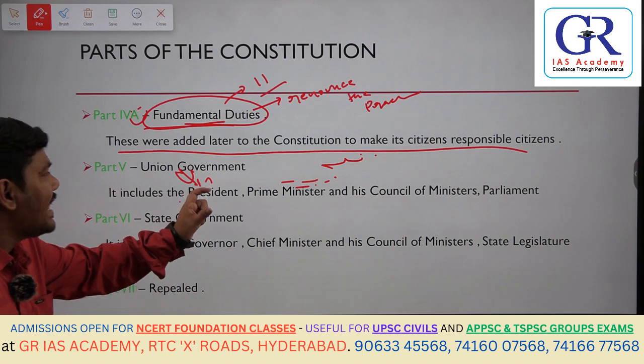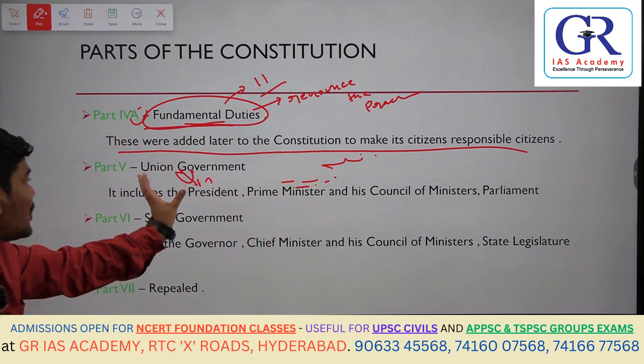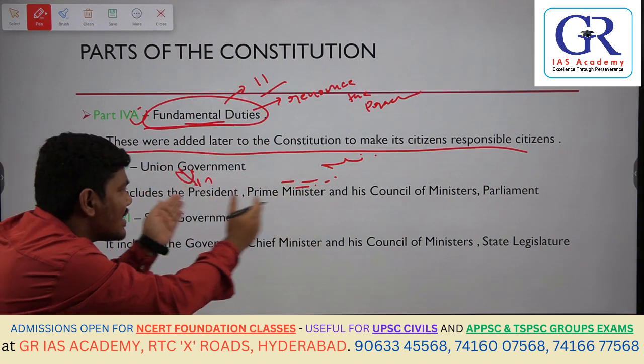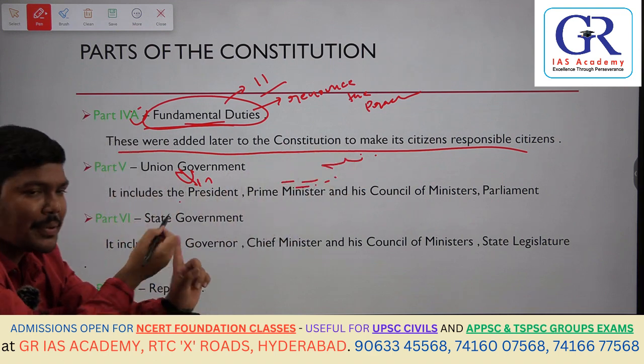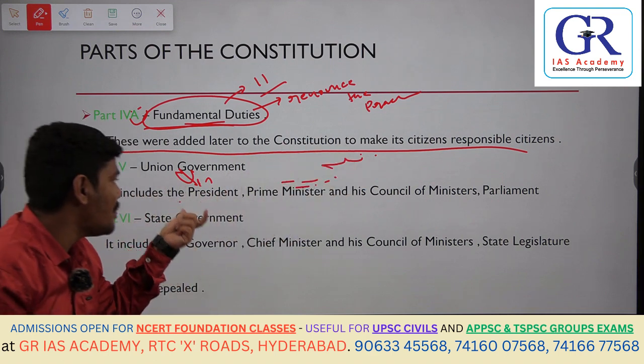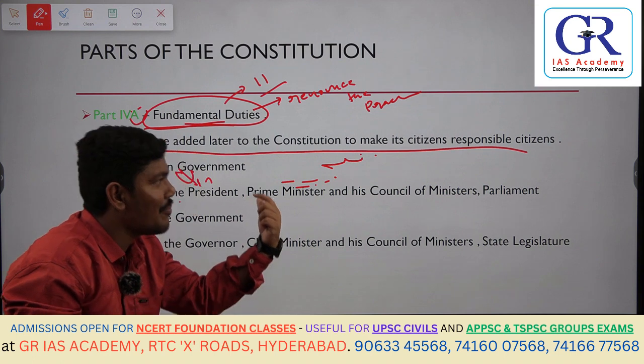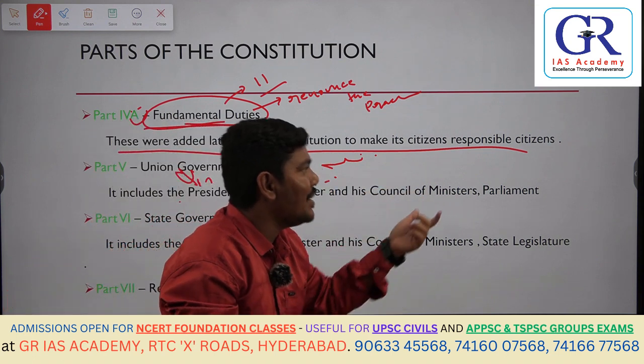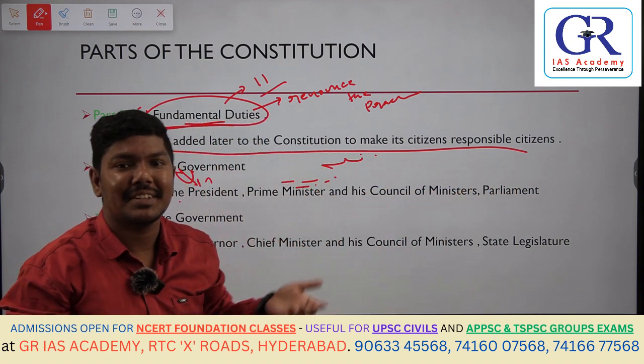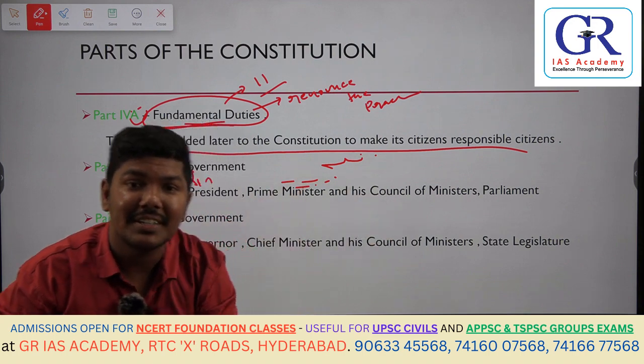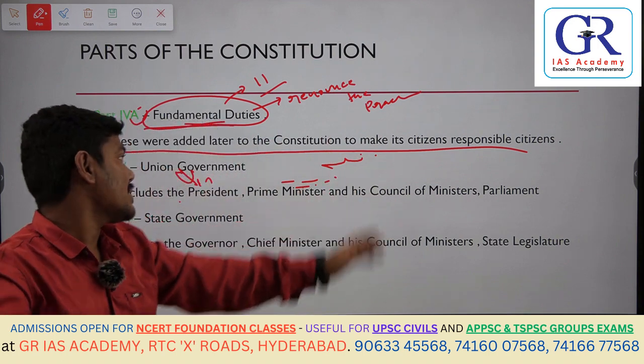Now again, in the foundation batch, when we are talking about the union government, we will discuss these things in a much more elaborative way. Because we have to understand the relationship between the president and the prime minister and his council of ministers. What is the role of the parliament here? How does the Supreme Court come into the picture? Comptroller and Auditor General, Attorney General. We will discuss all those aspects.